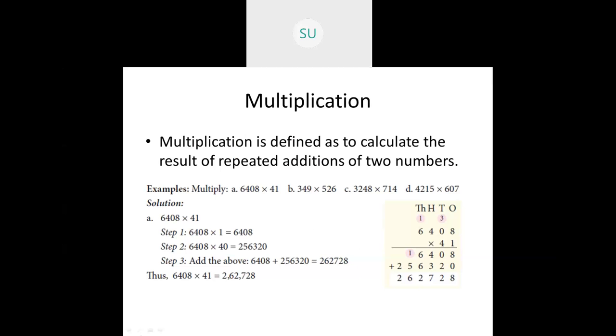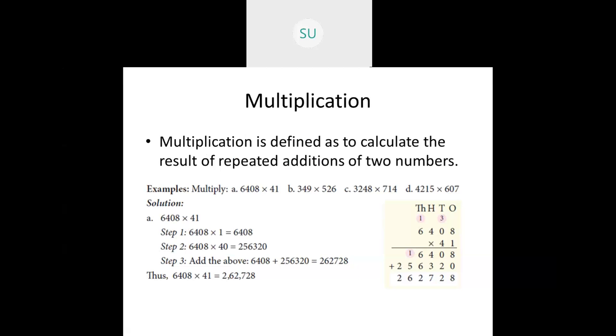Okay, so let's see a few examples on that. The first example I've taken is 6408 into 41. So 6408 into 41. Now these two numbers that you're multiplying are called factors. They are called factors. And the answer you get is called the product.